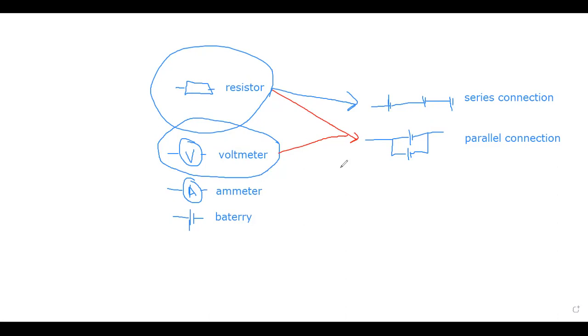And now we're going to go back to our ammeter. The ammeter is going to be connected in series only. So resistors are connected both in parallel and in series, the voltmeter only in parallel, and the ammeter only in series. So just keep that in mind as we go forward.